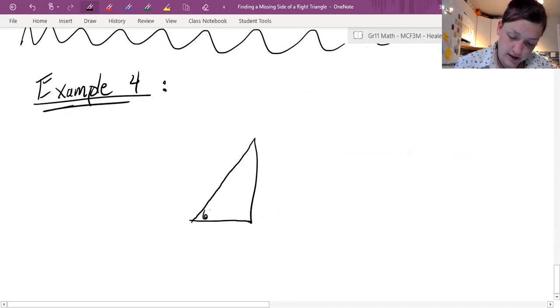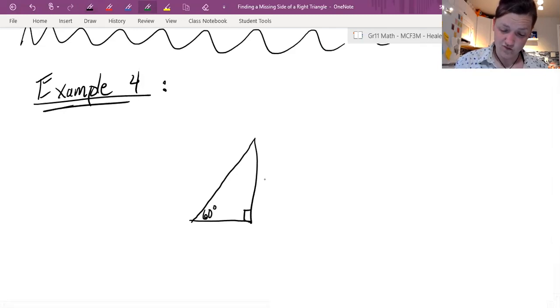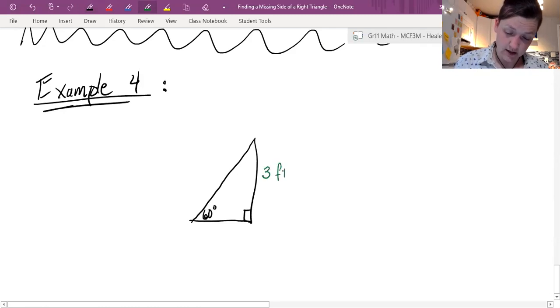Okay, I'm going to put a 60 degrees in this corner. This is our right angle. And this is going to be 3 feet, and then this is going to be x. Okay, so let's say I said find x. I'll give you the same directions. Find x rounded to 1 decimal place.